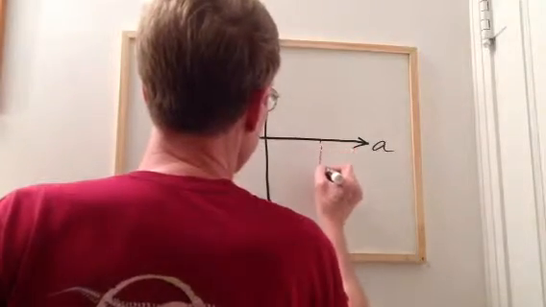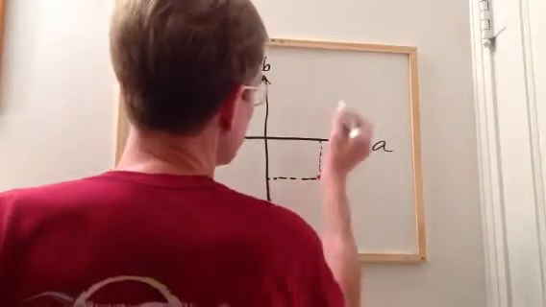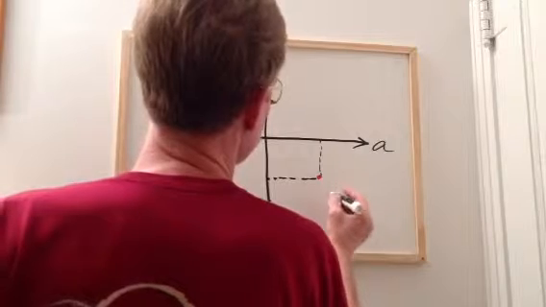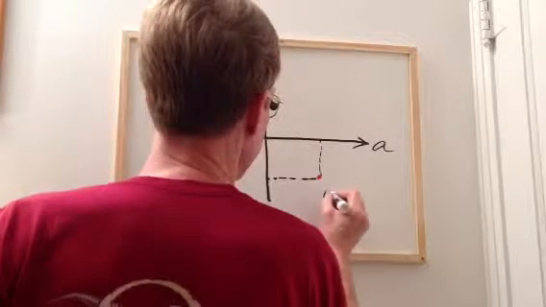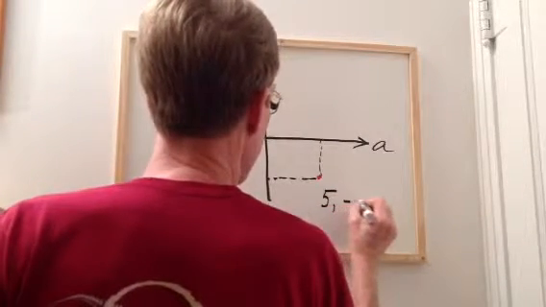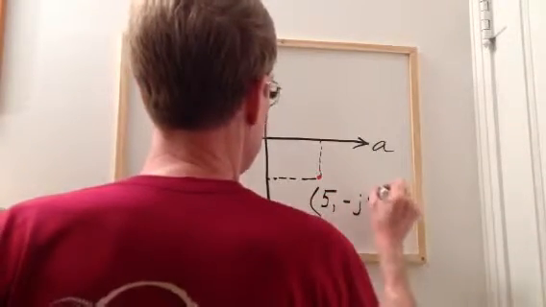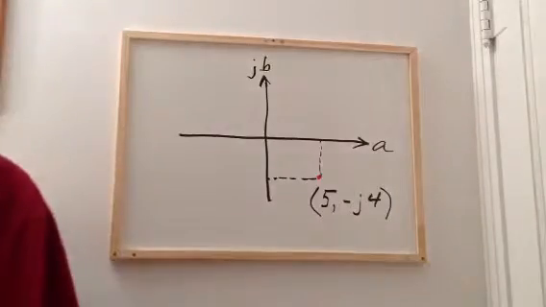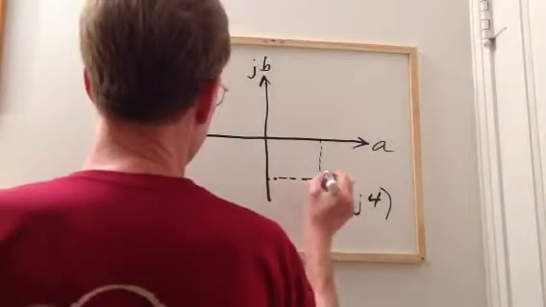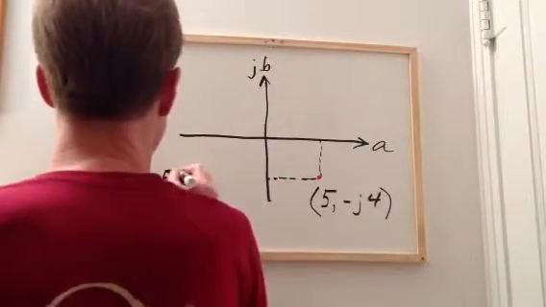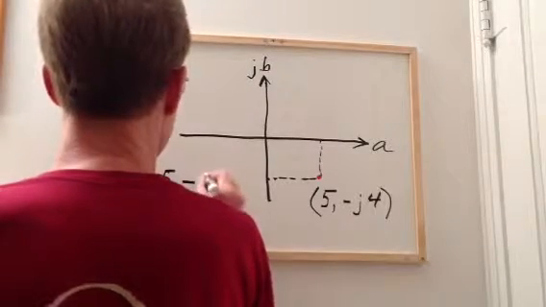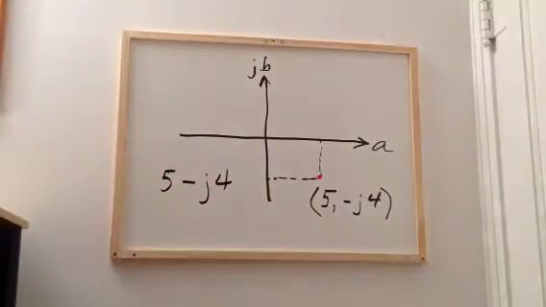Let's suppose we pick the point, let's just say 5 minus J4. Let me write that as an ordered pair. That point represents the complex number 5 minus J4.